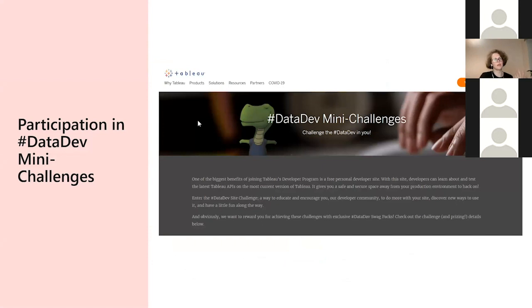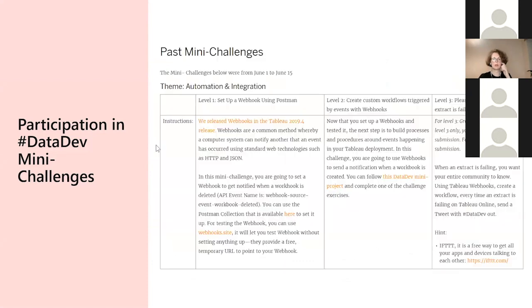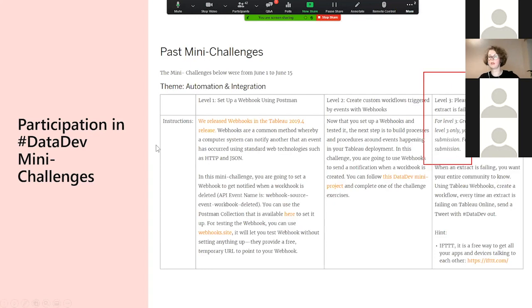There were 18 challenges, and they were split into 3 different levels. So you can start from the very beginner, follow even some guided instructions on how to build certain things. So for example, I have now worked with webhooks, and one of the mini challenges was to create a webhook and post a tweet when the extract is failing, the refresh of an extract is failing on the server.